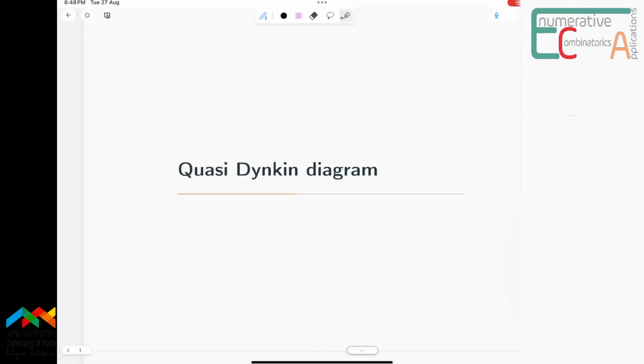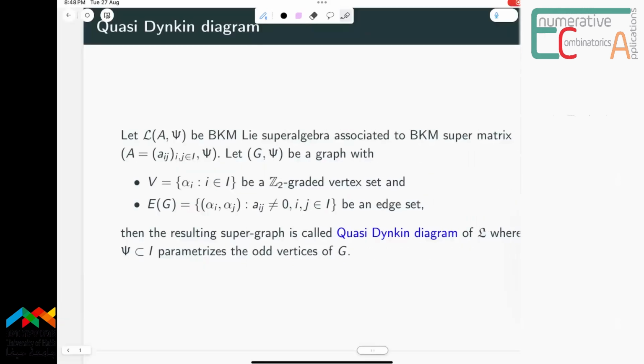Now we want to associate a graph to these Lie superalgebras. That graph we will denote as the quasi-Dynkin diagram. Let L psi be a BKM Lie superalgebra with associated matrix A. Then let G be any graph whose vertex set I will denote by alpha_i for i belongs to I. So this is a Z2 graded vertex set. And for the edge set, if my a_ij entry is non-zero, then I can put an edge between alpha_i and alpha_j. This is the only condition. So this graph gives us some information about the BKM Lie superalgebra, but not much. It just tells us whether two roots are connected or not. If the a_ij entry is 0, then these roots are not connected.